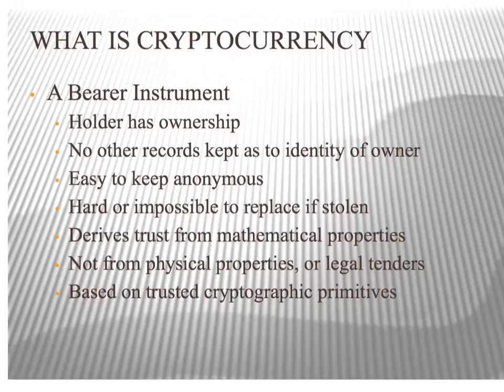Next, because no identity is required, it is easy to keep anonymous. It is hard or almost impossible to replace if stolen. If your 100 rupee note gets stolen, it is very difficult to replace that note. It derives trust from mathematical properties.